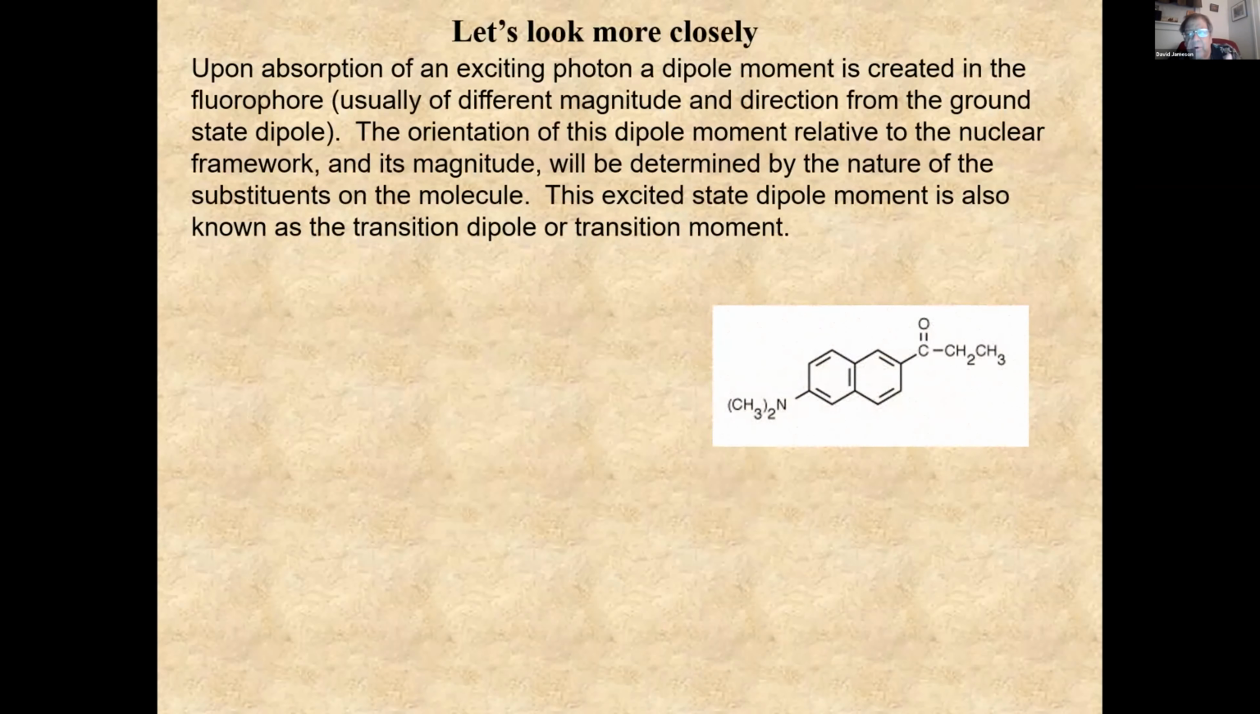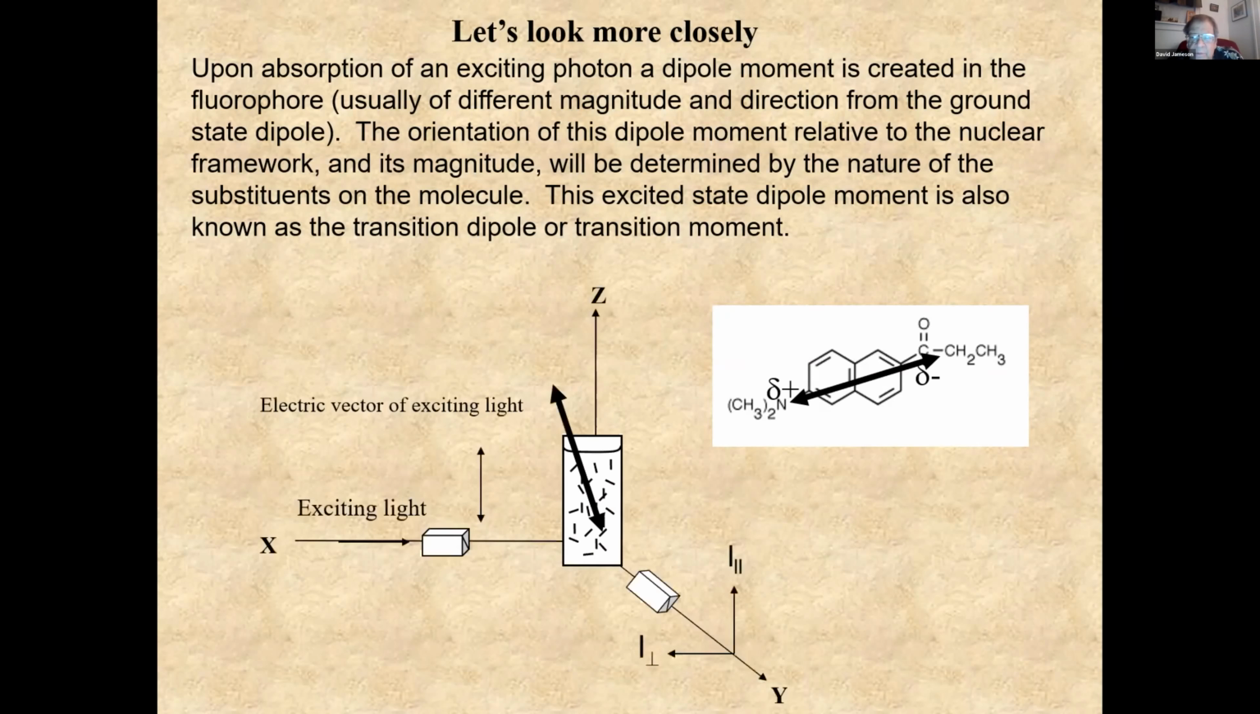So we have a fluorophore. In this case, it's one of the Dan probes. You'll learn a lot about these later on. This is Prodan. Now, when it absorbs light, the electron cloud moves around, and we can stabilize dipoles, negative on the carbonyl and positive on the amine. So you can see we can have an excited state dipole moment relative to the framework of the molecule. Okay, and this is the transition dipole or the transition moment.